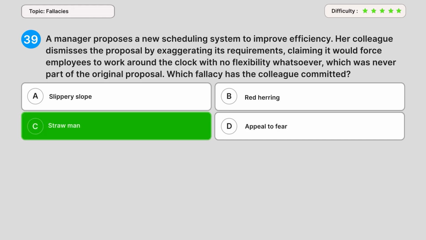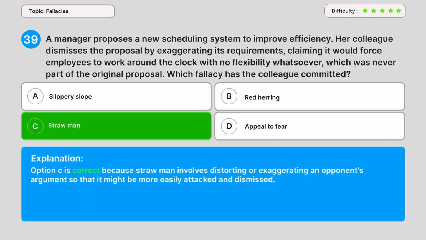Correct answer, C. Straw man. Explanation. Option C is correct because straw man involves distorting or exaggerating an opponent's argument so that it might be more easily attacked and dismissed.